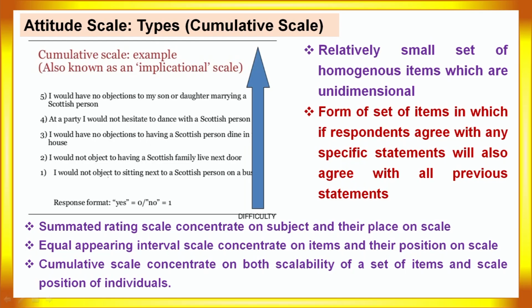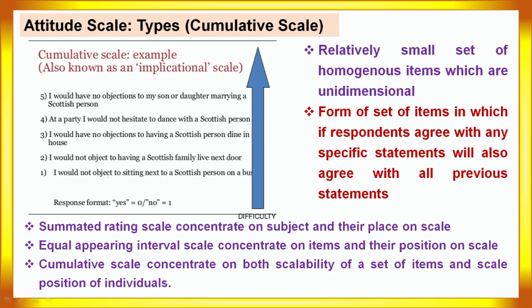Okay, so this is from the social distance scale of Bogardus. That is another example of the cumulative scale, the social distance scale, which was developed by the social scientist Bogardus. So if you agree with the fifth item, that means you automatically agree with all the previous items. That is the beauty of this particular type of scaling.